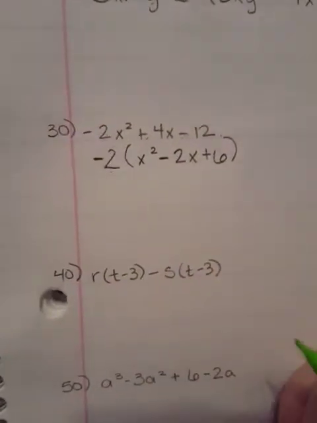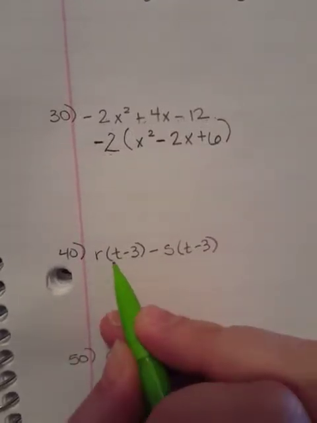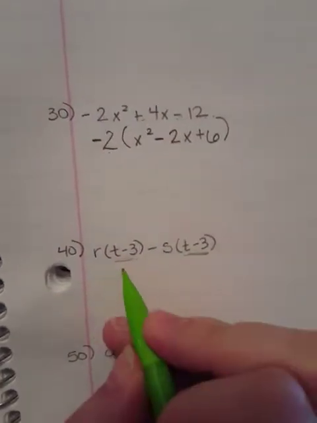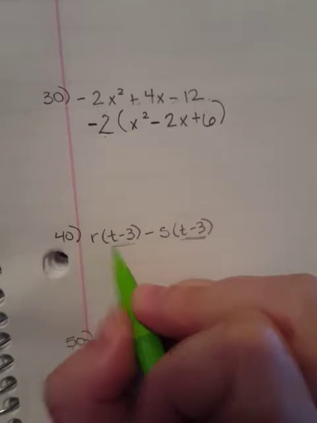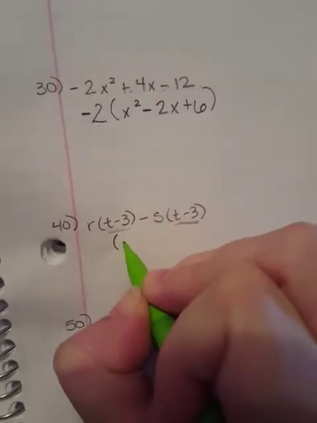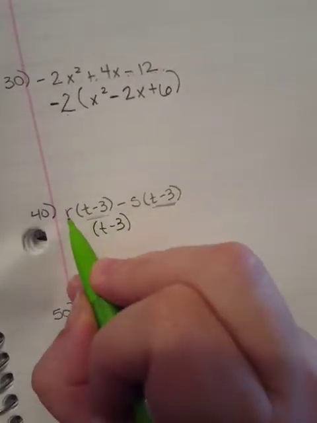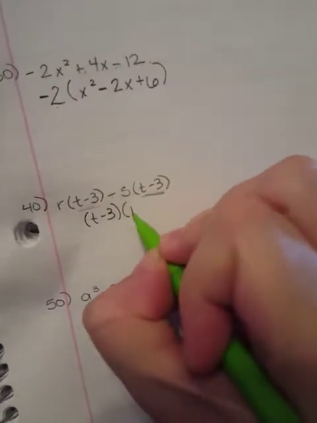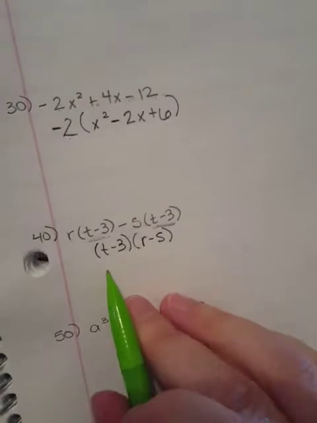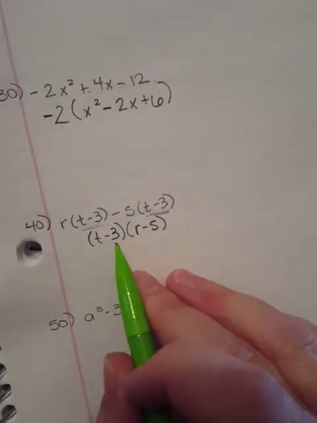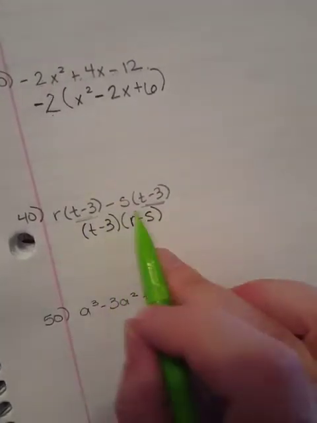Okay, number 40. These are already the same, so that is going to be our first factorization, t minus 3. The only thing we have left is r minus s, and that is our answer, t minus 3 times r minus s.